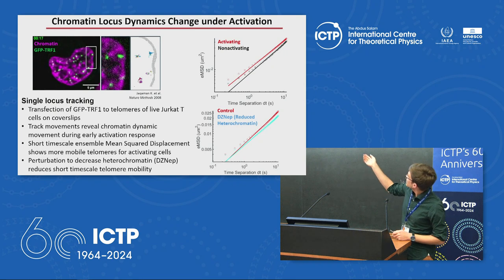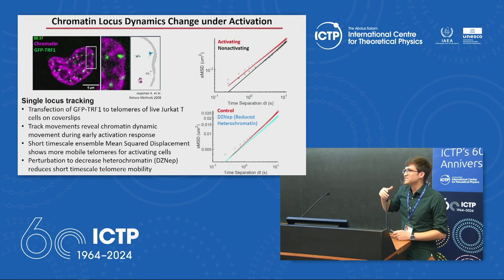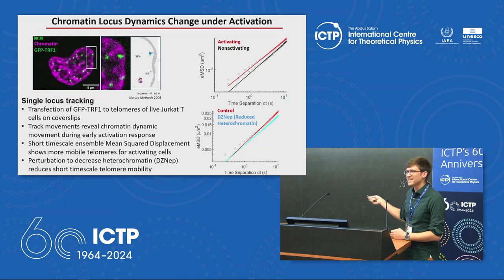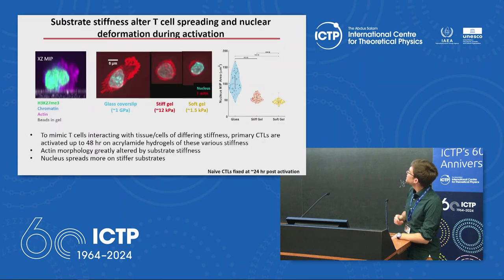on the short scale. We can also see how that changes as a result of alterations to the heterochromatin amount. So in this case, DZNeP is a treatment to reduce heterochromatin, and it also reduces short-scale telomere dynamics. This is also very scale-dependent, which I don't have time to get into.